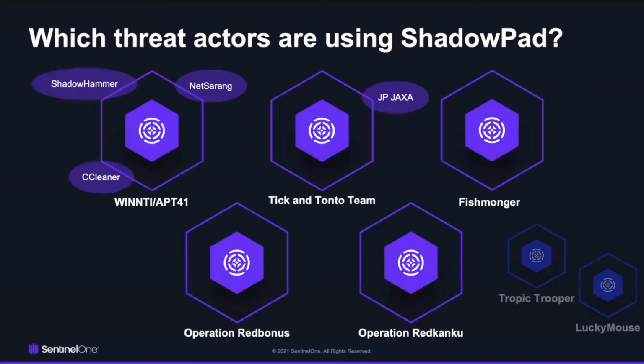For example, it appeared in some well-known supply chain attacks conducted by APT41, including CCleaner, NetSarang, and ShadowHammer. Another high-profile group, the Tick and Tonto Team, also used it to attack the Japan Aerospace Exploration Agency and other victims. We'll cover more details later.